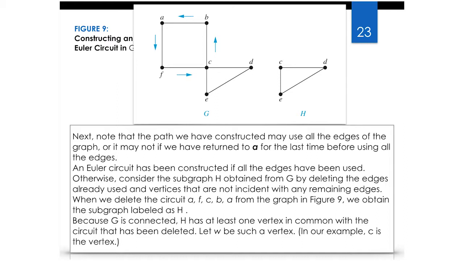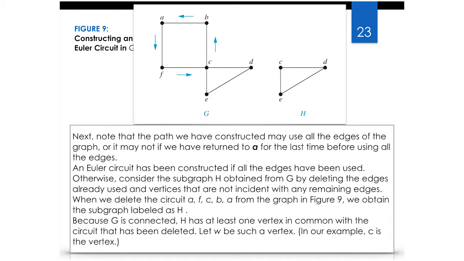Next, note that the path we have constructed may use all the edges of the graph, or it may not, if we have returned to A for the last time before using all the edges. An Euler circuit has been constructed if all the edges have been used. Otherwise, consider the subgraph H obtained from G by deleting the edges already used and vertices that are not incident with any remaining edges. When we delete the circuit A, F, C, B, A from the graph in figure 9, we obtain the subgraph labeled as H.